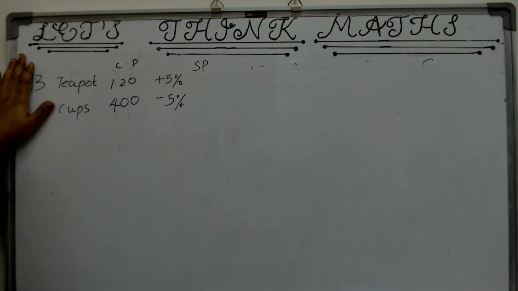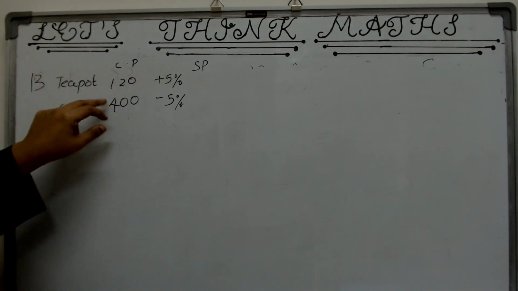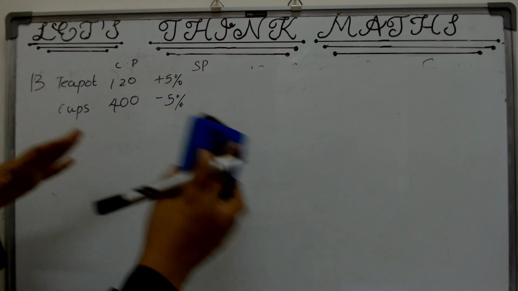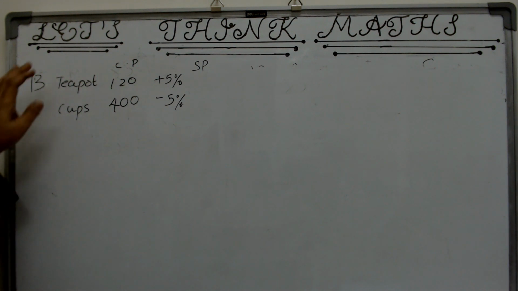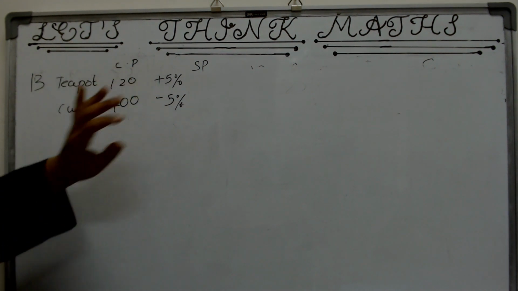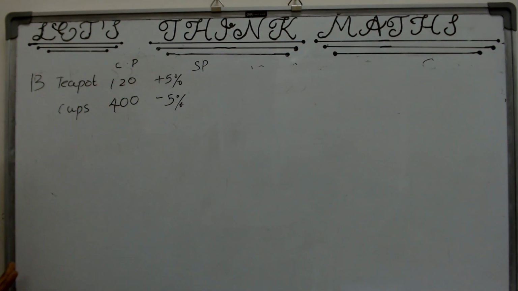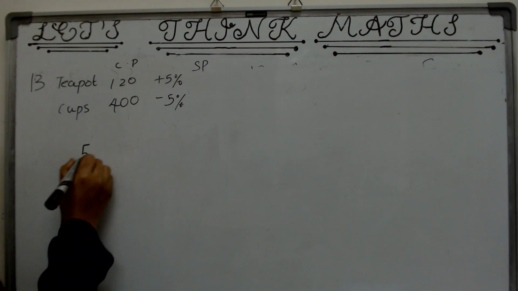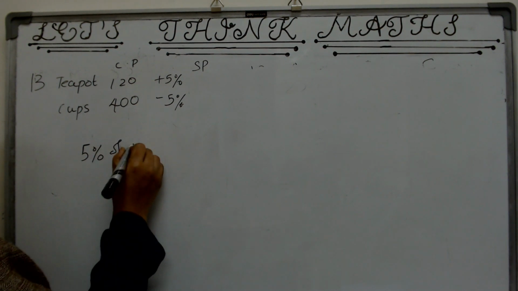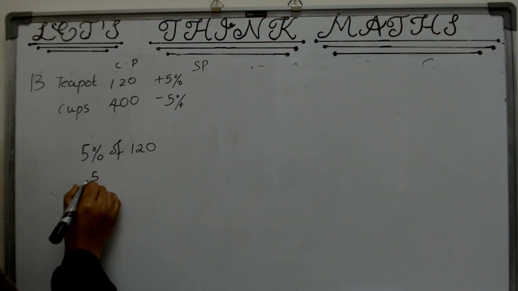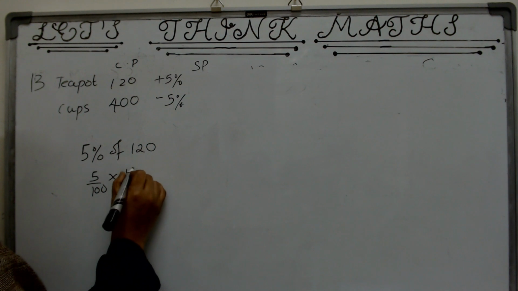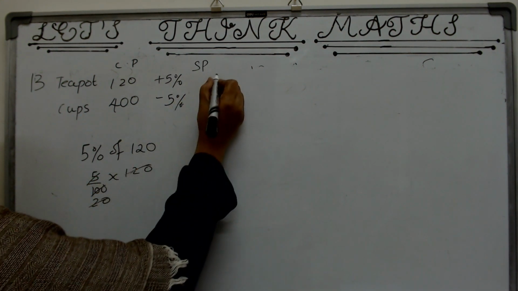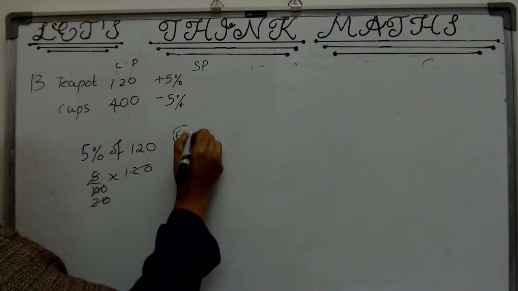There is a person who got a teapot for 120 rupees and cups for 400 rupees, and she sold it to somebody, and then while selling the teapot she made 5% profit. What does 5% profit mean? That means 5% of 120. Translate it into maths. Then what do you get? So her profit is just 6 rupees.